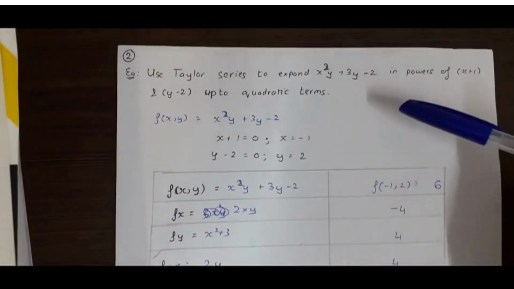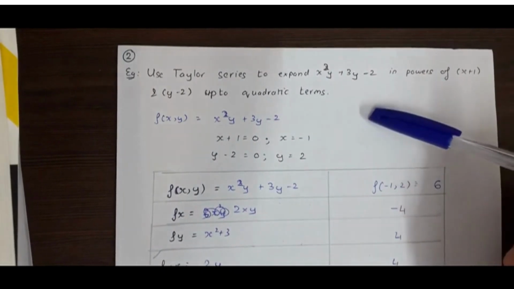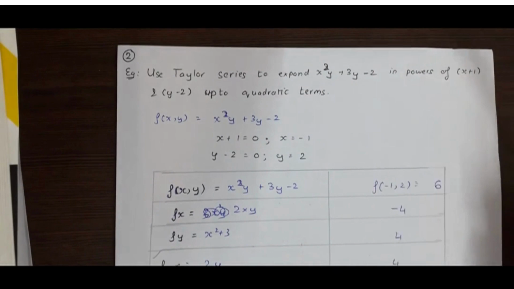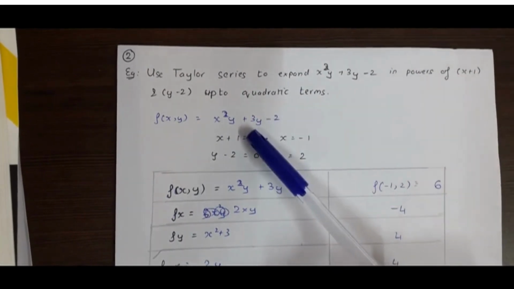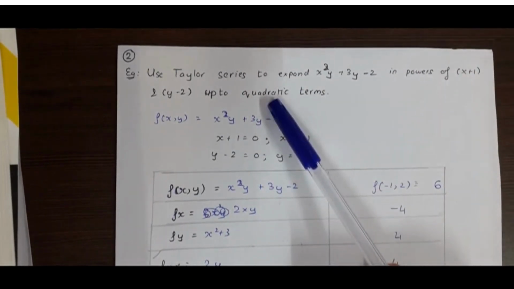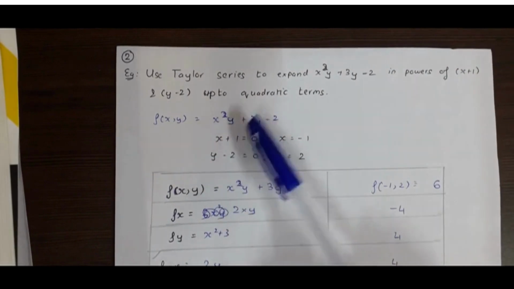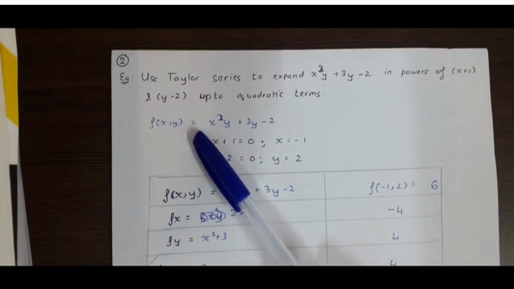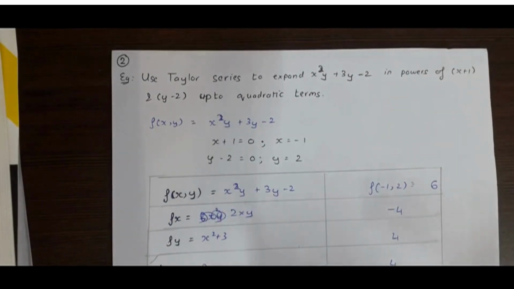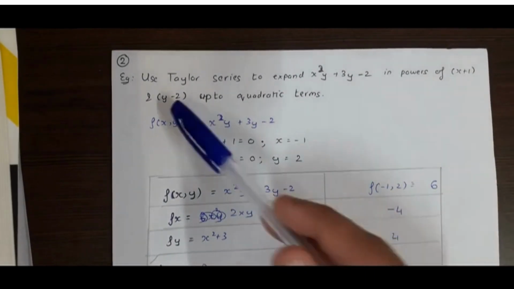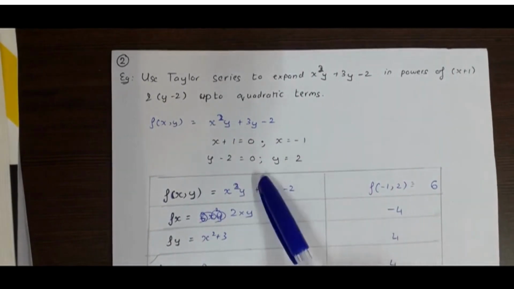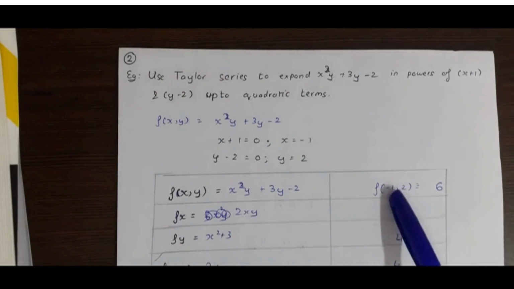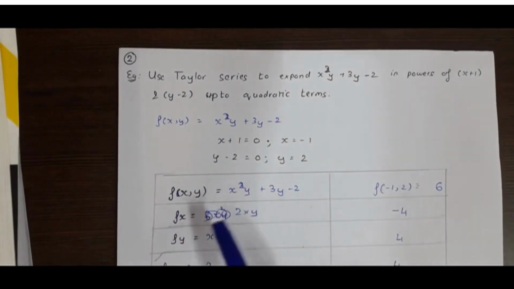Use Taylor's series to expand x square y plus 3y minus 2 in powers of x plus 1 and y minus 2 up to quadratic terms. Quadratic we know means degree 2. So we have to take up to the second term. F of x comma y is given as this function. Now it's given powers of x plus 1 and y minus 2. Previously nothing was given, so we take origin. But here we are given values x plus 1, y minus 2. So we take x is minus 1, y is 2. So we need to find f of x comma y at minus 1 comma 2. That's what we do. Follow the same method.